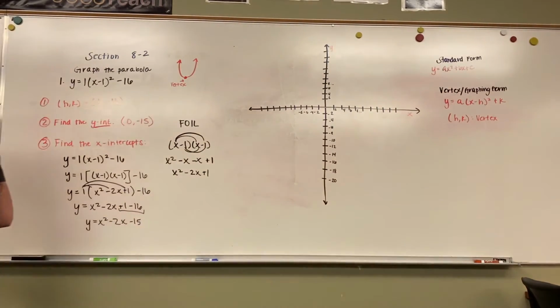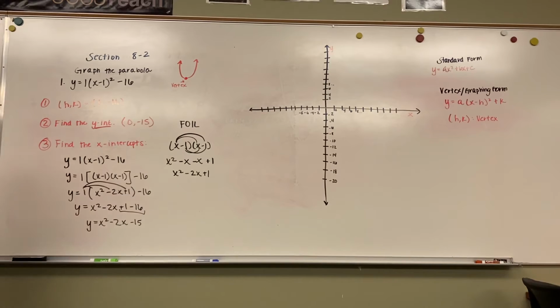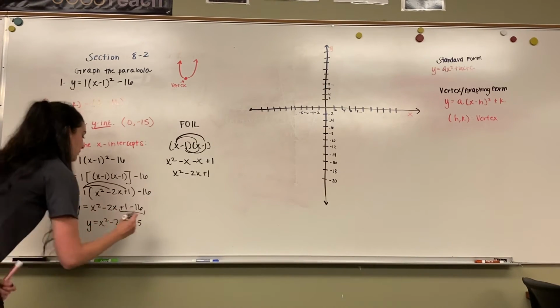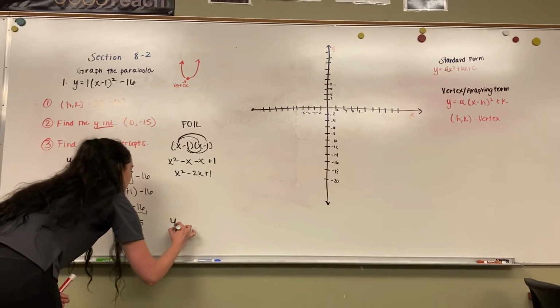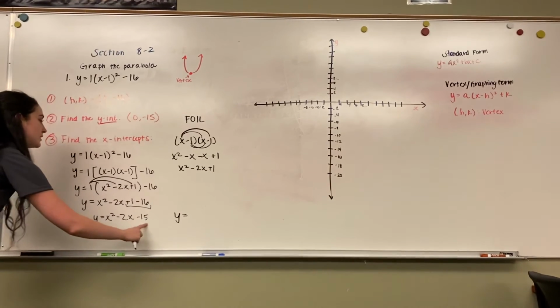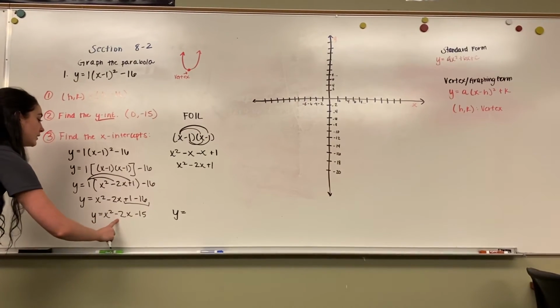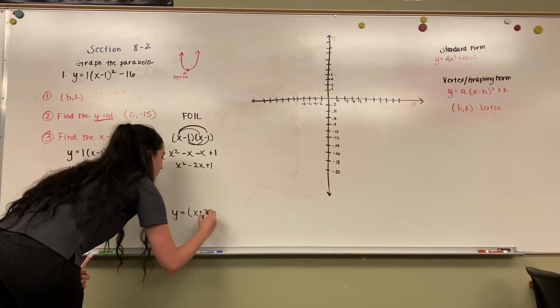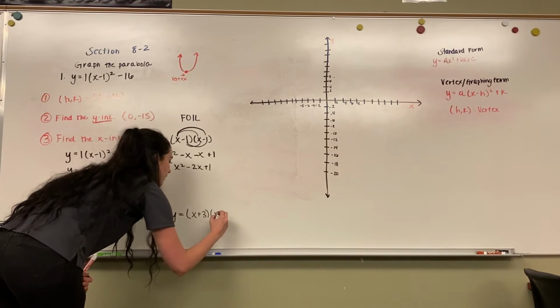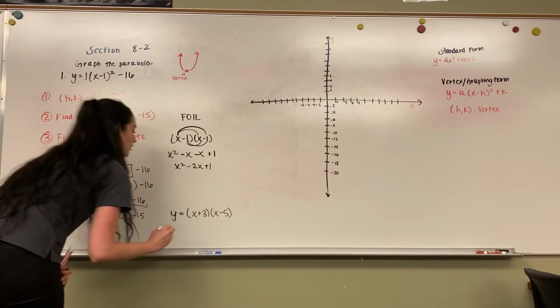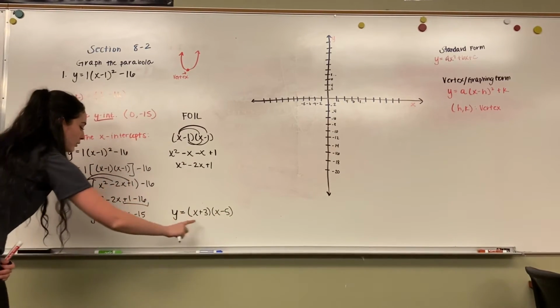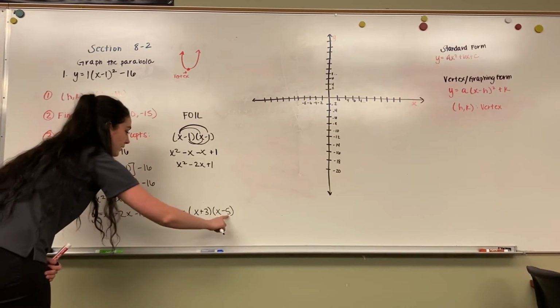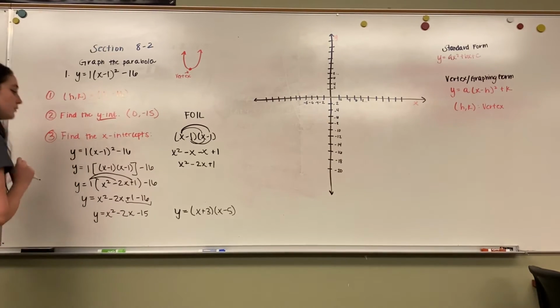So if you need help with factoring, go back and look at module 7. But I'm just going to factor it right now. So if we factor, we get y equals, so it multiplies to -15 and adds to -2. It's going to be a +3 and a -5, right? Because -5 times 3 is -15, and -5 plus 3 is -2.